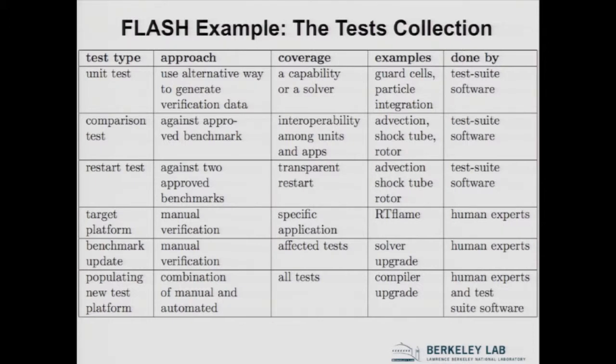Then what happens is this also doesn't cover the entire verification process, because then you have a new platform that comes in, and all of a sudden you have to port the code. So now again a human expert has to come in for manual verification. It happens sometimes that you make a change in the code significant enough that all of the currently approved benchmarks become obsolete, because maybe you introduced a solver where the tolerance increased, or a new version of the compiler came in, or some such thing. So again, you have to have a human expert intervene. And then if you introduce a new test platform, you have to have a human expert and a suite software.